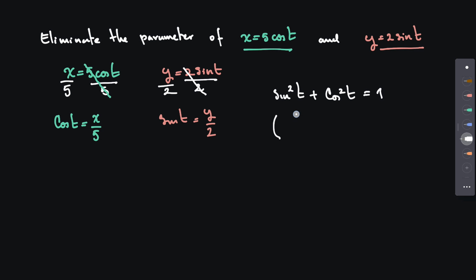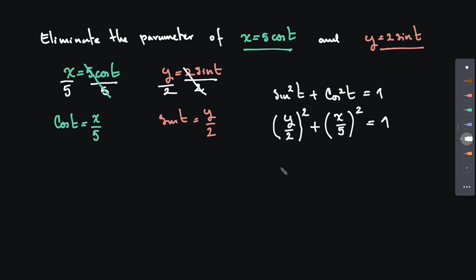So we know that we are going to have something squared, right? And that something is sine of t. Sine of t is y over 2. So we can just put y over 2, right? Let me fix this parenthesis. All right. Plus something squared. Remember, cosine squared. So cosine is x over 5. So x over 5. And all this is equal to 1.